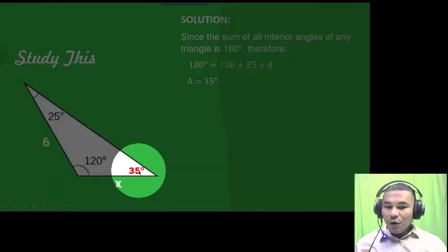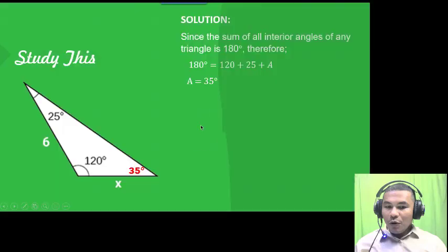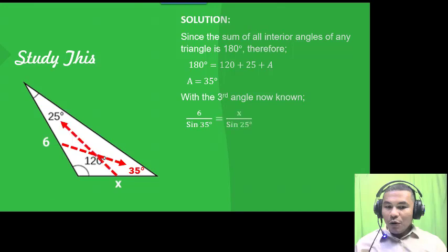Now, since the opposite angle of 6 is already known, we can now proceed to solving this unknown side. Let's now make the proportion. 6 over sine 35 degrees is equal to x over sine 25 degrees. Again, by cross multiplication, putting the unknown value on the left side of the equation, all the known values on the right side, we have x is equal to 6 times sine 25 over sine 35.